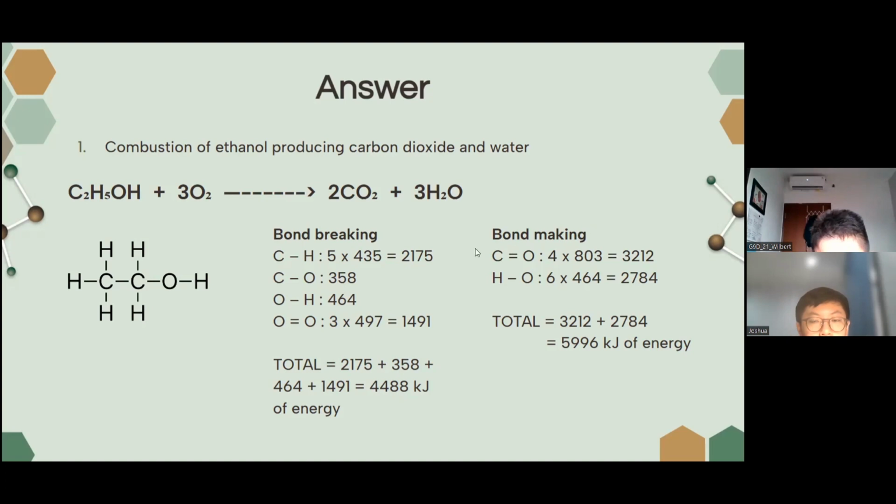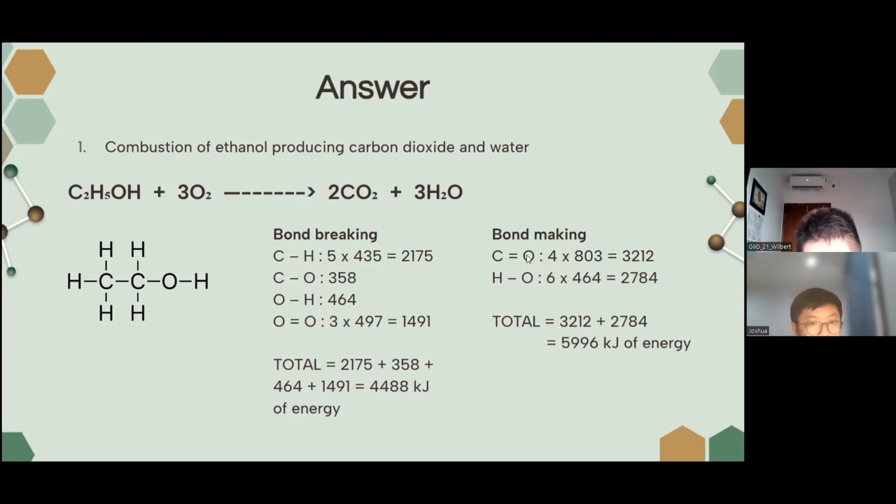For the bond making process, C=O equals 4 times 803, which is 3212. And HO equals 6 times 464, which equals 2784. So the 4 that I get here is 2 times 2, and the 6 is 2 times 3.